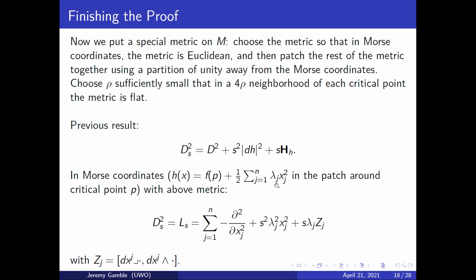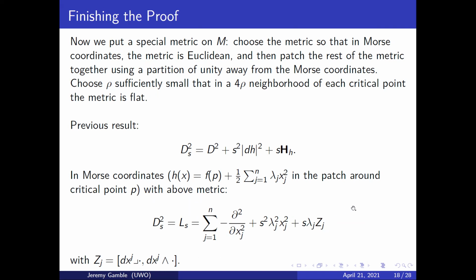So these are the eigenvalues of the Hessian, and they're popping up here as well. This should just be lambda, not lambda squared. That's a mistake. Sorry, I don't know how I didn't catch that. And this is like the commutator between taking interior product and exterior product with dxj.